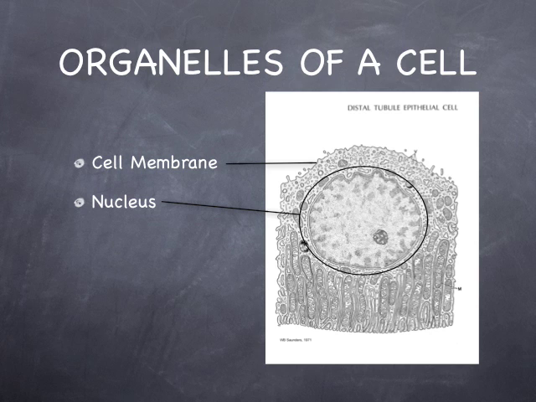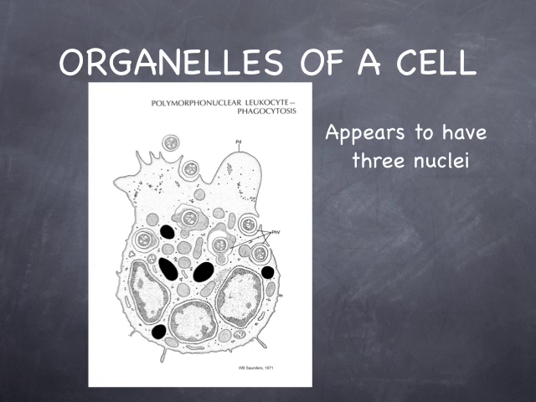Okay, good. I've got 2 or 3 people holding up this picture. Okay, there we go. Is there more than one nucleus here? There appears to be, doesn't there? The part of the understanding of this is look at the name up here. Okay, polymorphonuclear leukocyte. What does that mean?